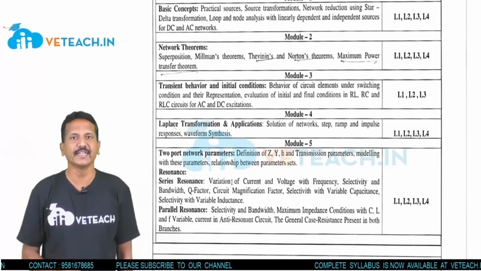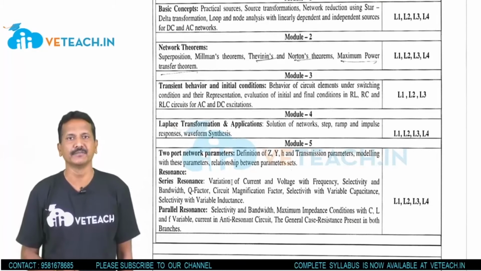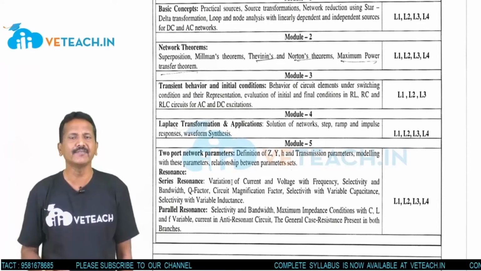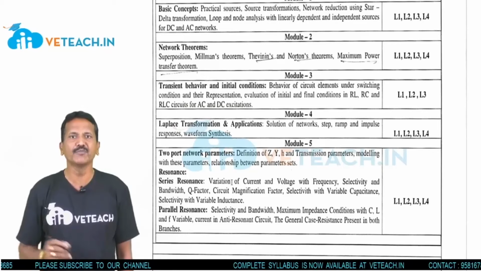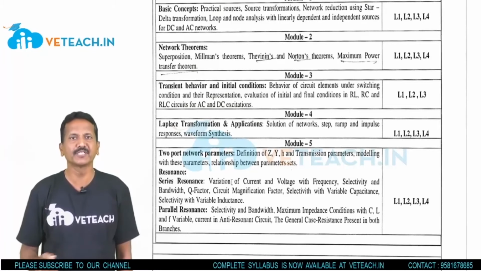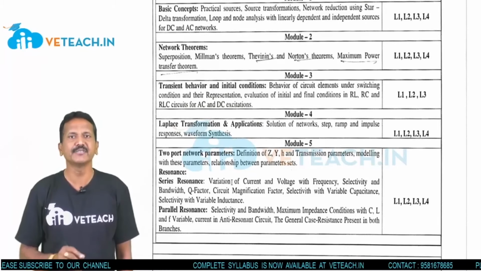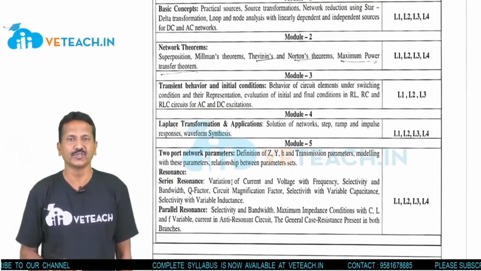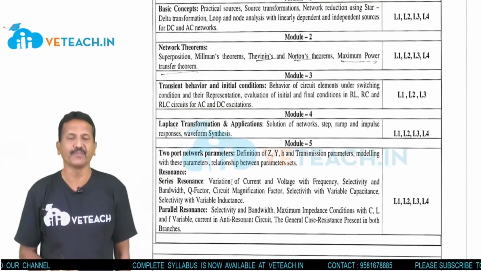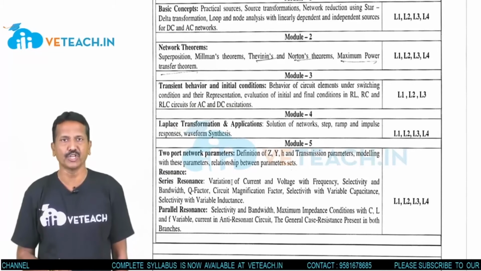In a tubelight we have a condenser. It's a capacitive load. Like that, in our daily life, these three elements we normally use, but we don't have any idea about how it is working, what is the purpose of this one. Okay, in this subject, we will discuss all these things with basics. So this is about the transient behavior and initial condition, module 3.